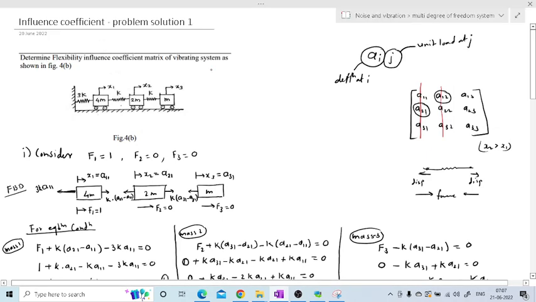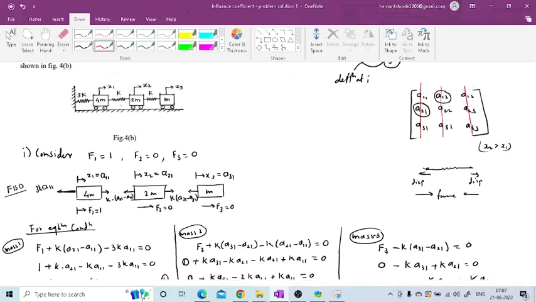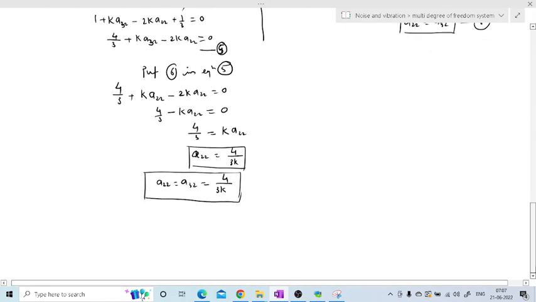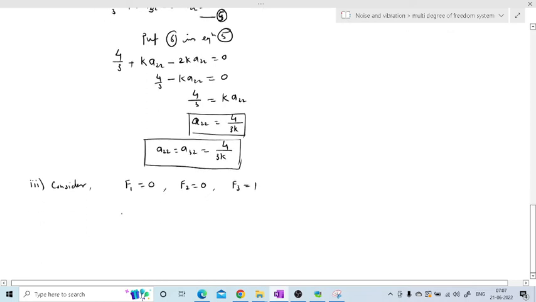Now again we'll determine this third one, that is A13, A23 and A33. Now how to determine this one? Yes, to determine, again we'll have to go to the third consideration. The first consideration was first force is 1. In the second consideration, the second force is 1, and in the third consideration, we will consider F3 is equal to 1. So ultimately F2 and F1 will become 0. Now again we will have to draw the FBD. So I'll quickly draw the FBD.